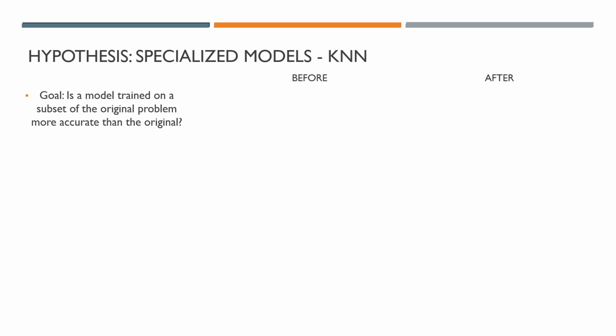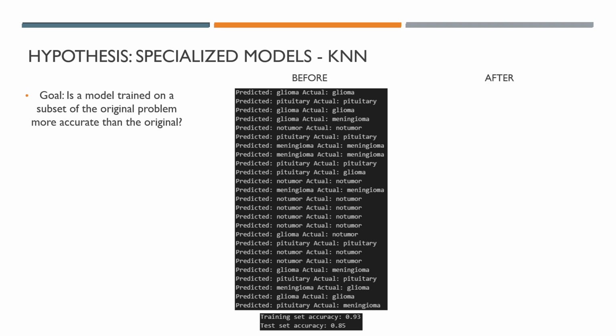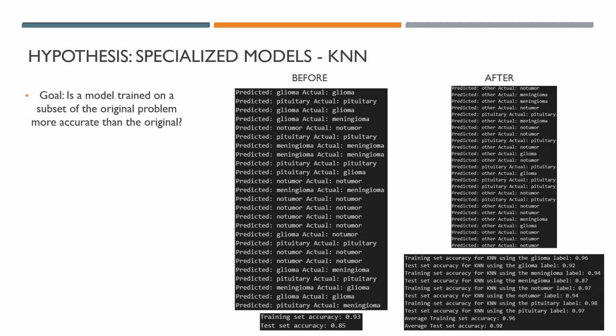The same was done for k-nearest neighbors, where we see about an 85% accuracy before specializing the labels, and then a 92% accuracy for the average of all of those labels when using the specialized models. From here, I concluded that the use of specialized models does in fact impact the performance of the machine learning models, and that using it in this specific case is very beneficial and better than using the original trained models.